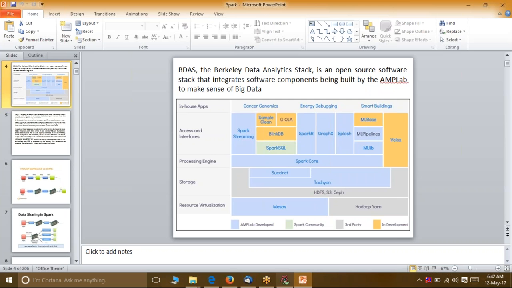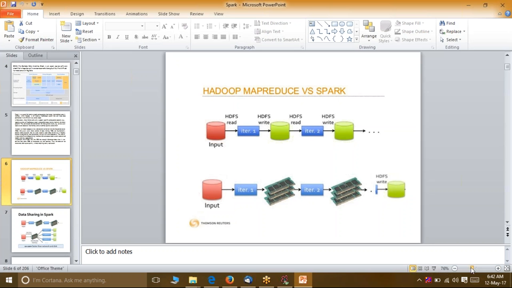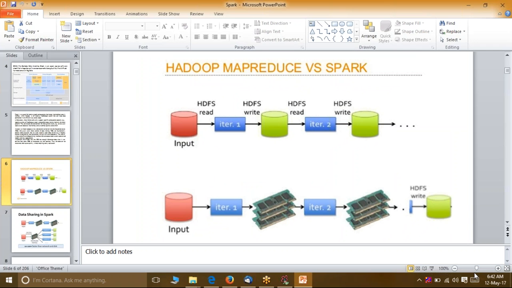Now, keeping all these things in mind, look at this diagram and tell me, friends, what you understand. From this diagram, if you are able to understand something, I can confidently say that yes, you are on the track of understanding the concepts. Look at this diagram and tell me what is your observation and what is your conclusion.